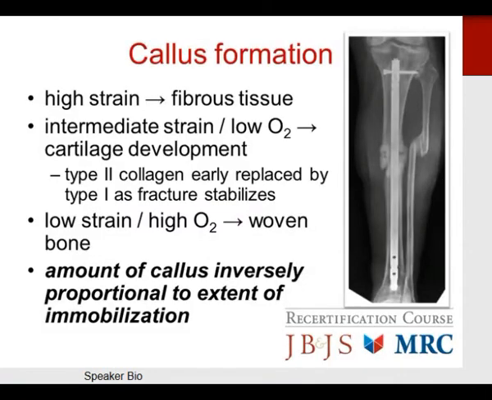Callus formation occurs after fracture. If you have high strain with a fracture, you'll have a preponderance of fibrous tissue that will form. If you have intermediate strain with low oxygen tension, you'll have cartilage development. Initially, it will be type 2 collagen, replaced by type 1 collagen as the fracture stabilizes and undergoes enchondral ossification. In fractures with low strain and high oxygen tension, here's where you have immature or woven bone formation. The amount of callus is inversely proportional to the extent of immobilization. So the less stable the fracture, the more callus you will see.